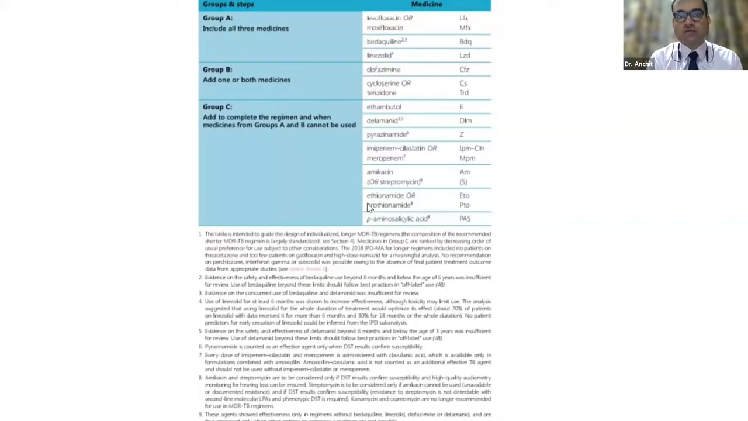cycloserine. And then if it's required, we can complete a regimen with medicines from group C, if group A and group B cannot be used due to whatever side effects which the patient experiences. So that has to be given in that order, which I'm showing you: ethionamide, delamanid, pyrazinamide, imipenem, cilastatin, amikacin. Nowadays, we don't talk about second line injectables, but it is shown here as amikacin, streptomycin, and PAS.